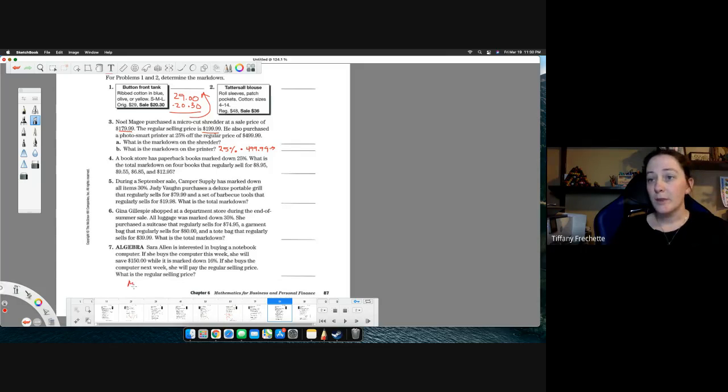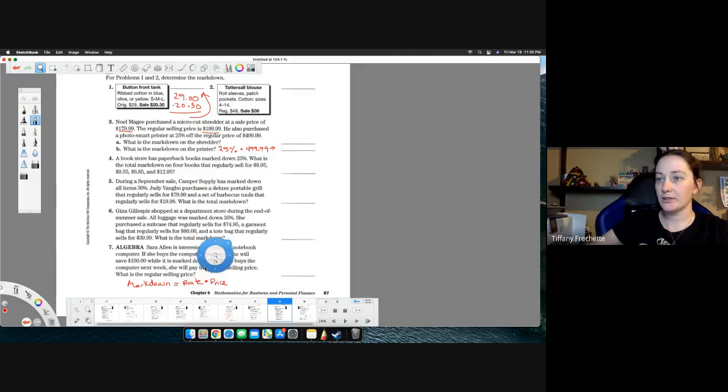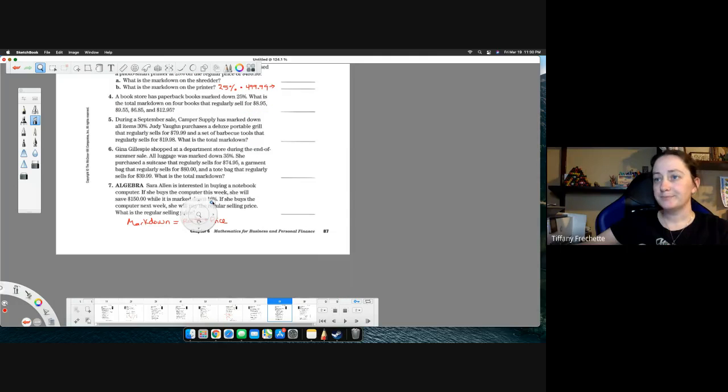We know that markdown equals rate times price. And I know I kind of shortened that as much as I could there, just so it's a little easier to look at here. I'm going to scooch down. So we have our markdown equals our rate times our price. And our markdown, they told us she's going to save $150. We already know how much she's going to save, and we already know what the markdown rate is. It's 16%. We just need to know, sorry, I'm writing right through the words here, we just need to know what the price is.